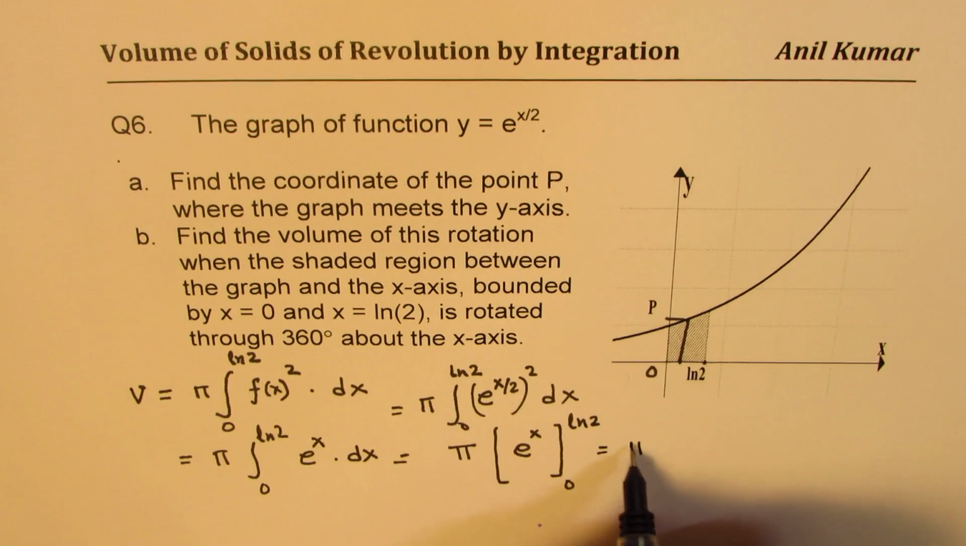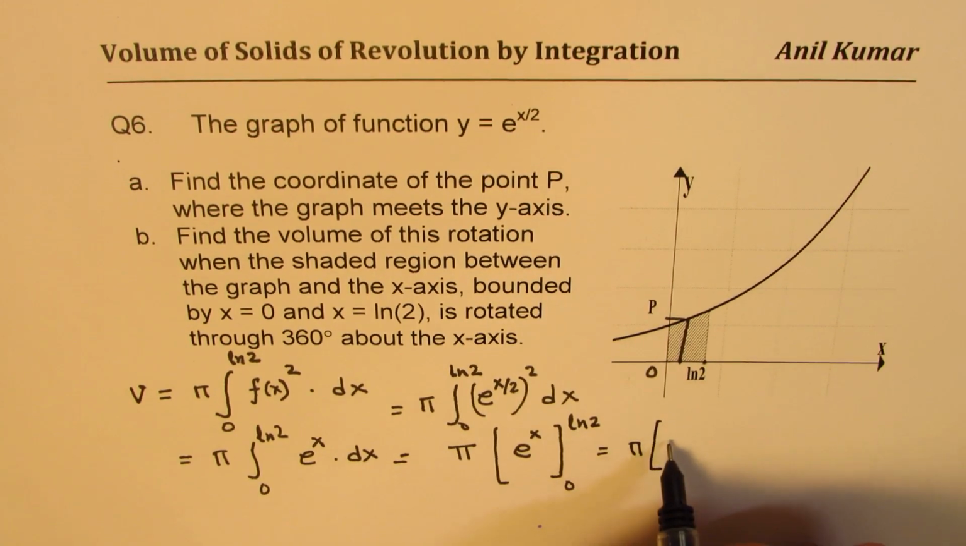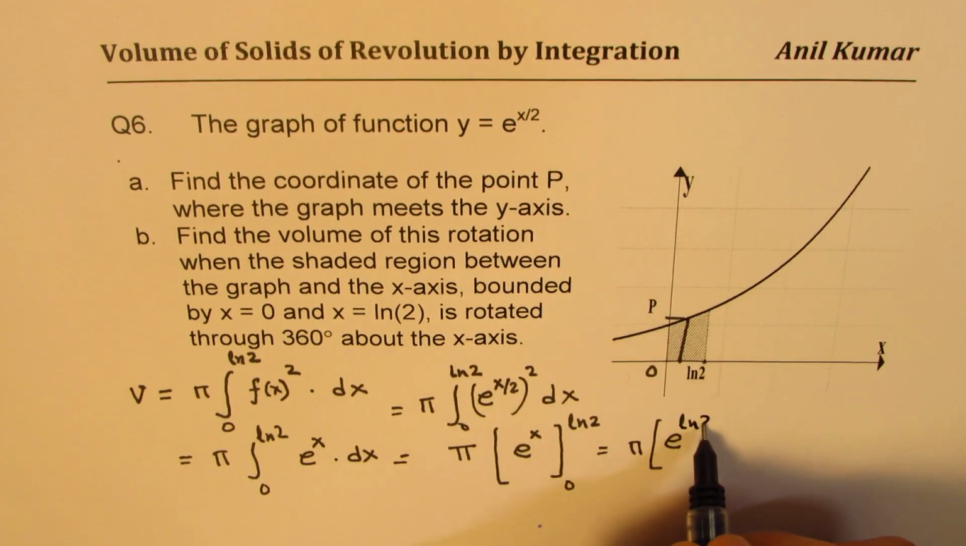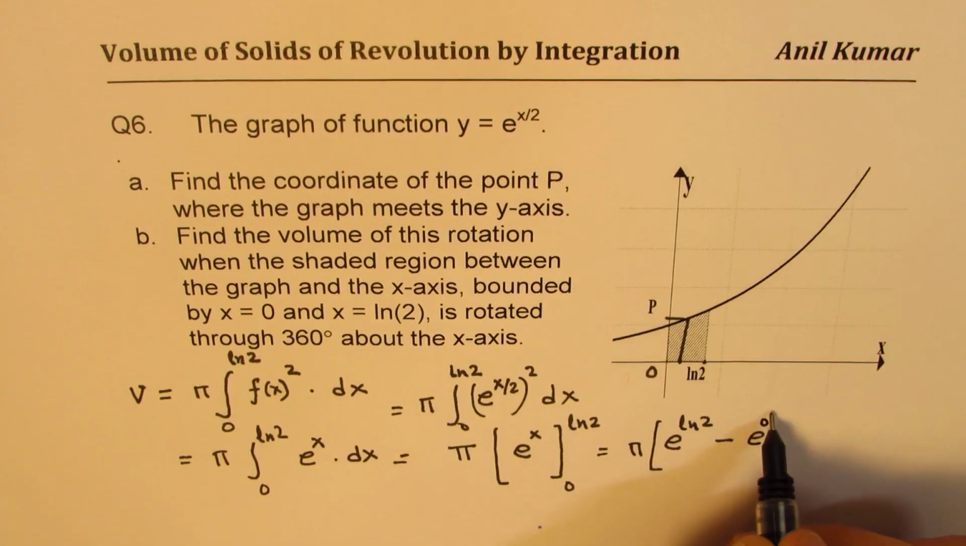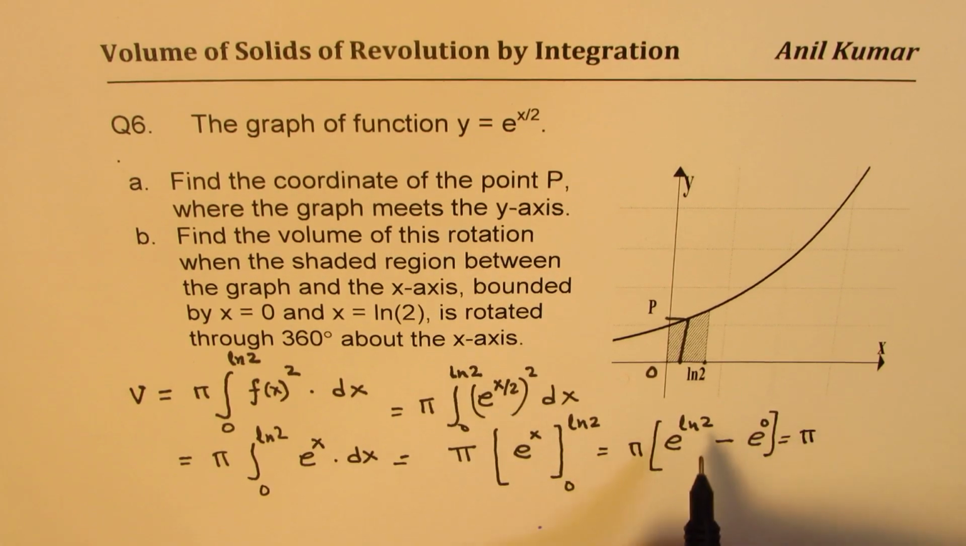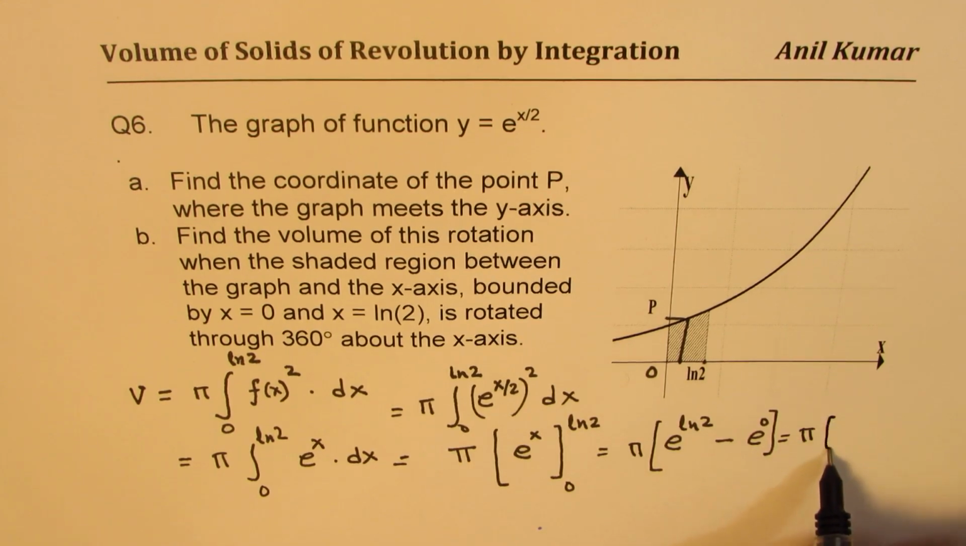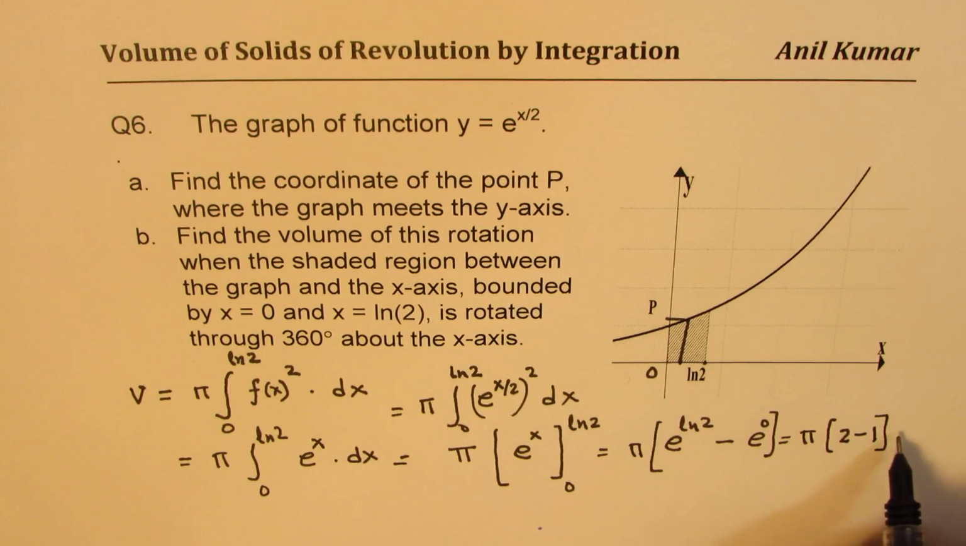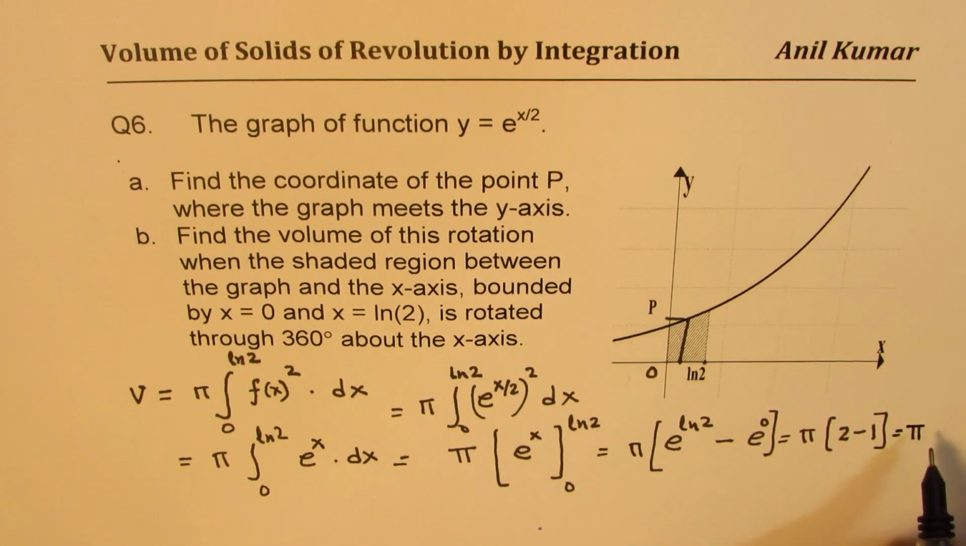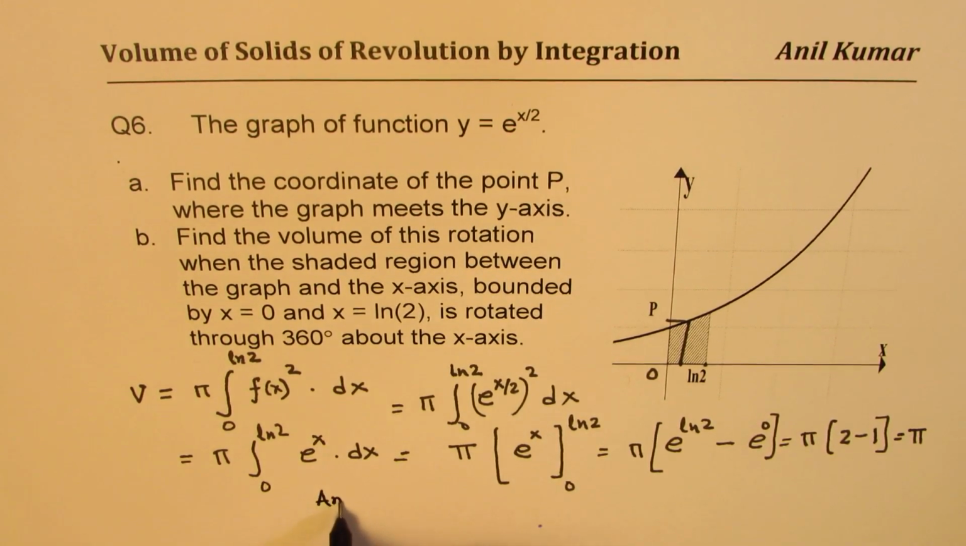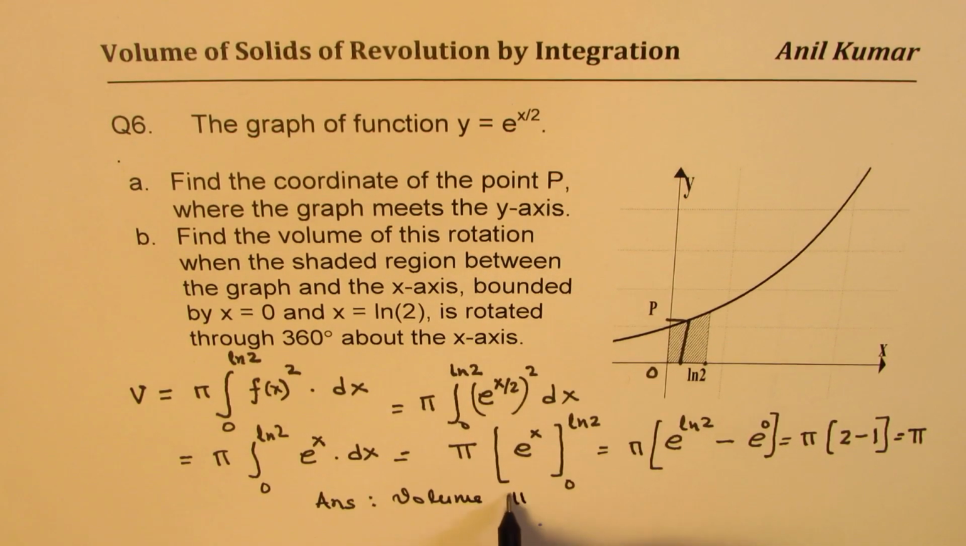Right? So which is pi times e to the power of ln 2 minus e to the power of 0, and these are inverse functions, right? So we get 2 minus 1. Anything to the power of 0 is 1, so we get our answer as pi, correct? So now we can write down the answer: the volume will be pi unit cube, correct? So that is how you get the solution of such a question.